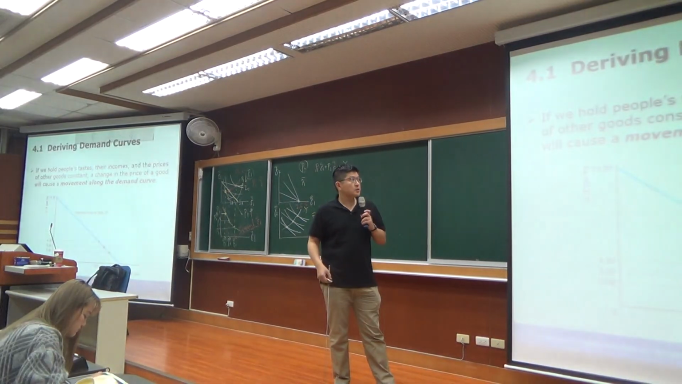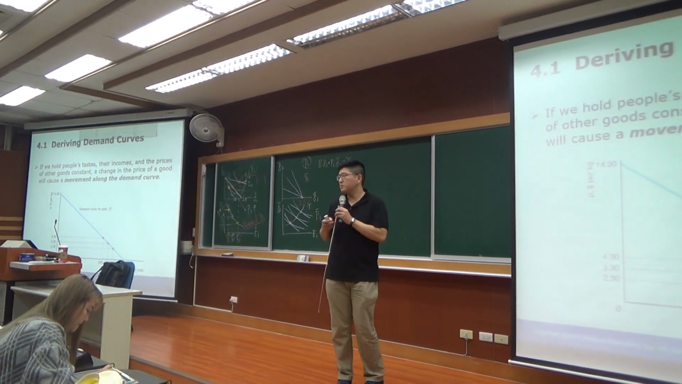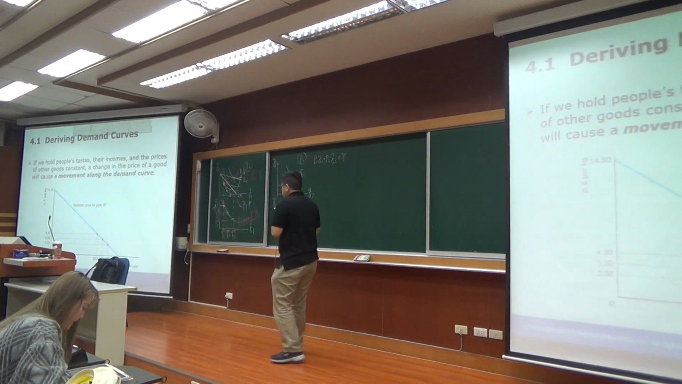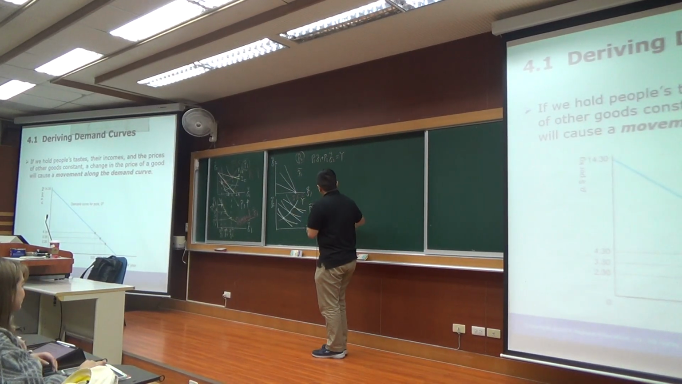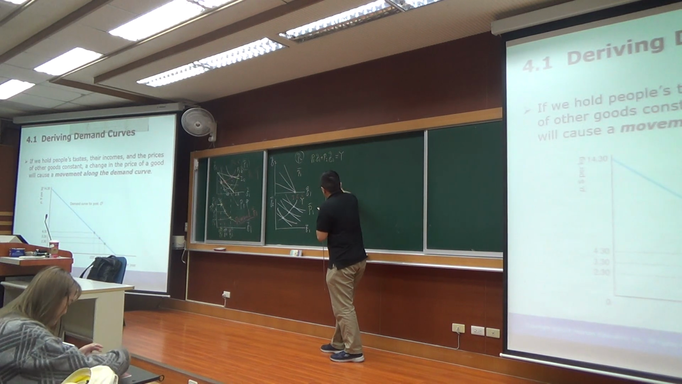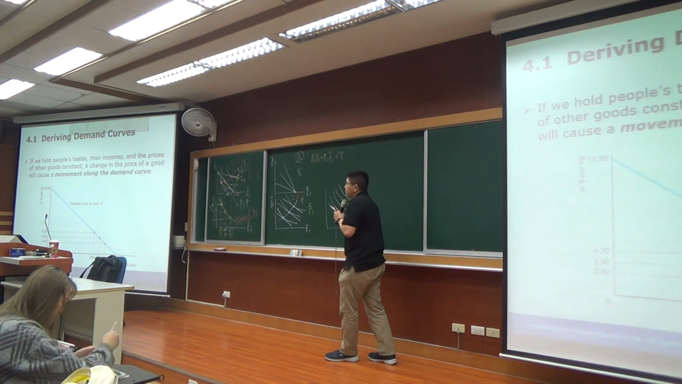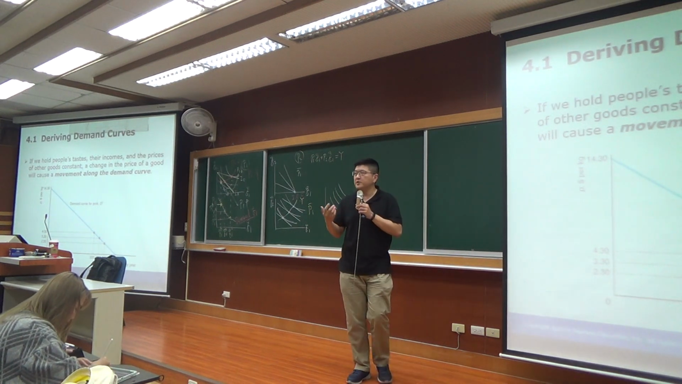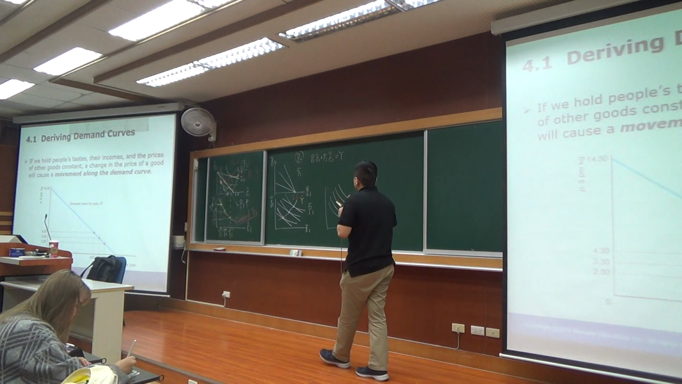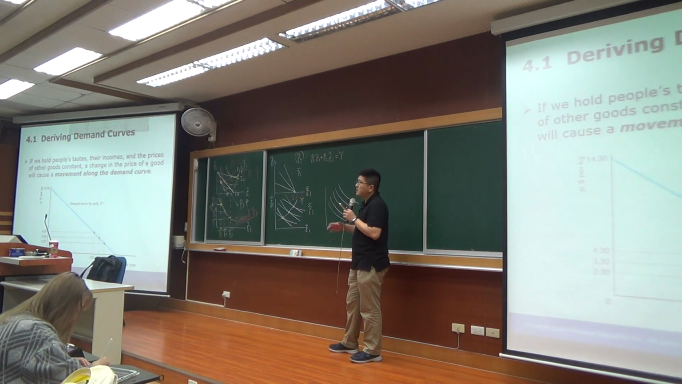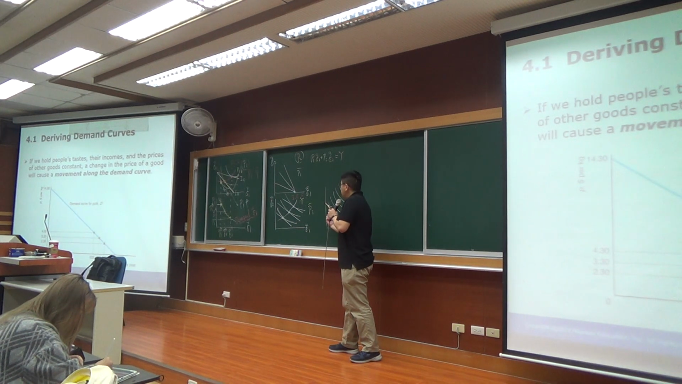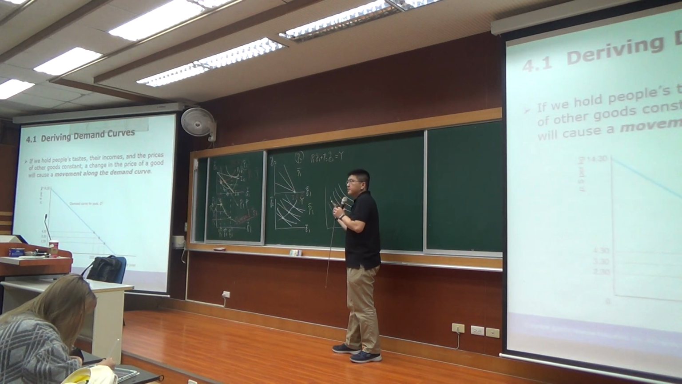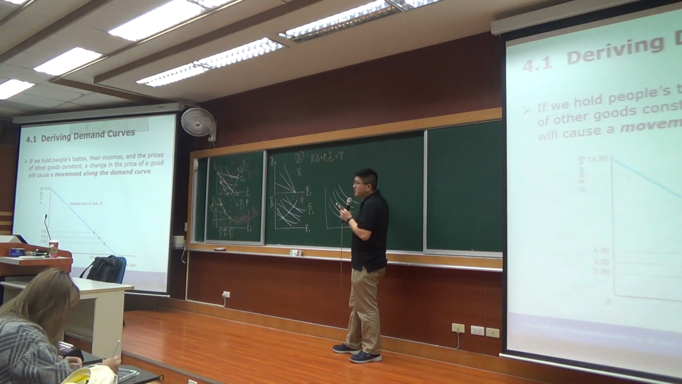So if we hold people's tastes, what do we mean by holding people's tastes? Which means given the indifference curves, okay? So indifference curve, a preference or our taste, if it remains constant, which means the numerous indifference curves for us just remain this type.